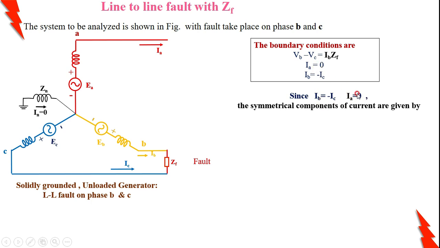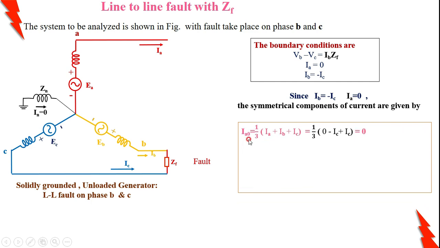If we put these conditions in our symmetrical components, what I am putting here is IA0. The equation for IA0 is 1 by 3 (IA plus IB plus IC). The condition is that instead of IB I am replacing minus IC. IA is equal to 0, therefore IA0 is equal to 0. It is quite evident from the nature of the fault itself, that the fault is not involved with the ground. Therefore, the zero sequence current is 0.